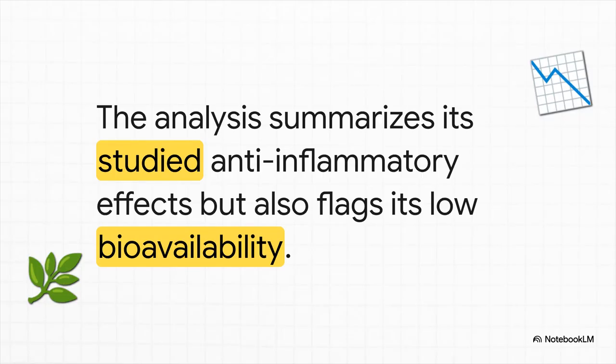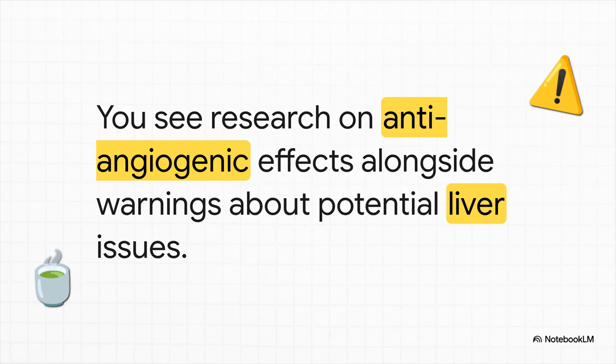Let's make this a little more real with an example. So let's say you're researching curcumin. The report would pull together a summary of its studied anti-inflammatory effects, but it would also flag a really critical limitation: its low bioavailability. That means your body has a really hard time absorbing it, which is a crucial detail for any real-world discussion. It's a perfect example of getting both sides of the story. And here's another example of that balanced approach. For EGCG, the stuff in green tea, you'd see the research on its anti-angiogenic properties, its potential to mess with a tumor's blood supply. But right alongside that promising data, you get a critical safety warning about potential liver issues if you take it in high doses. It's all about creating a complete, nuanced picture.